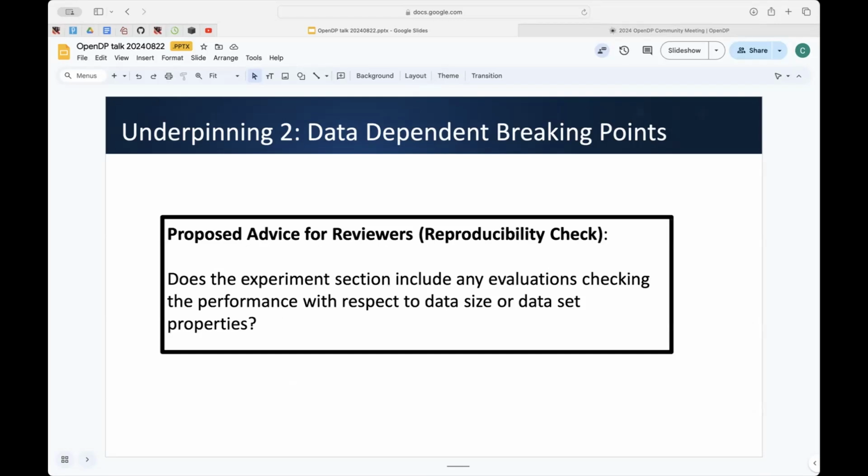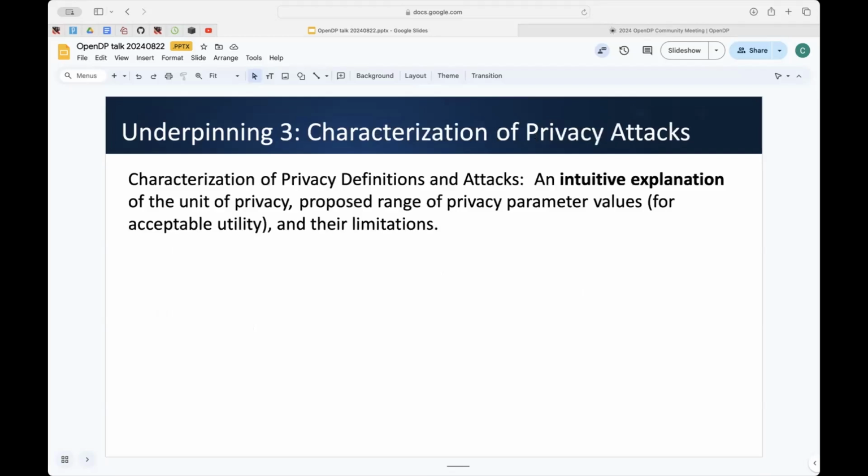Reproducibility check. When you're doing a review, look in the experiments section to see if the evaluations are checking performance with respect to data set size or data set properties. Have they only evaluated on one data set? You don't have to do 50 data sets. Take that same data set, but degrade its quality. Just reduce the size, increase the columns, decrease the columns, whatever makes sense for your application.